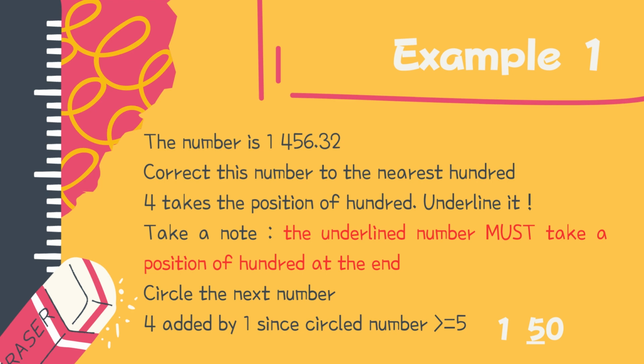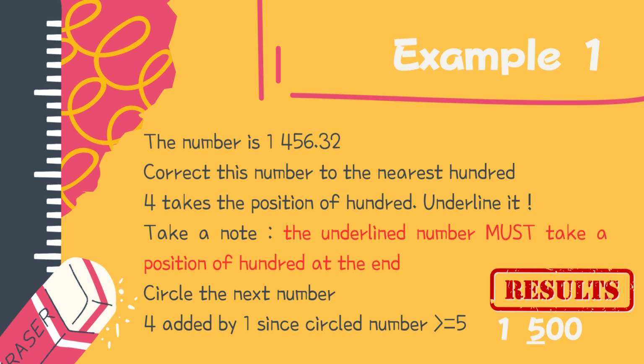So I need to make it become 100. Oh, just add a 0. But if I add only a single 0, then the 5 will only take the position of 10. Again, the underlined number must take the position of 100. So I add another 0 then. Then, look, the 5 takes the position of 100. So, 1500 will be the result.